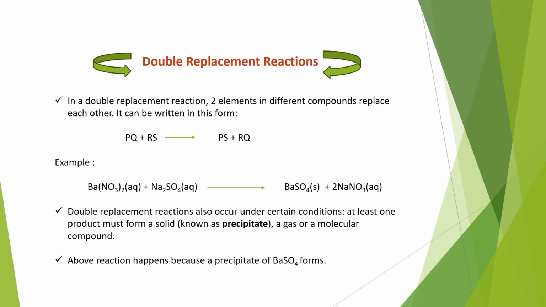Double replacement reactions also occur under certain conditions. At least one product must form a solid known as a precipitate, a gas, or a molecular compound. The above reaction happens because a precipitate of BaSO4 forms.